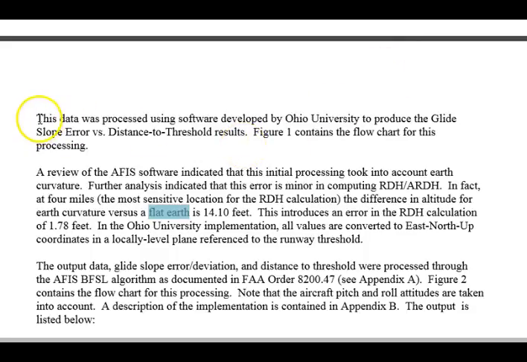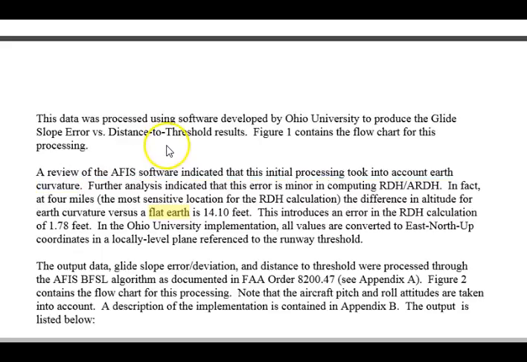This data, it says right here, was processed using software developed by Ohio University to produce the glide slope error versus distance to threshold results. Figure 1 contains the flow chart for this processing. A review of the AFIS software indicated that this initial processing took into account Earth curvature.